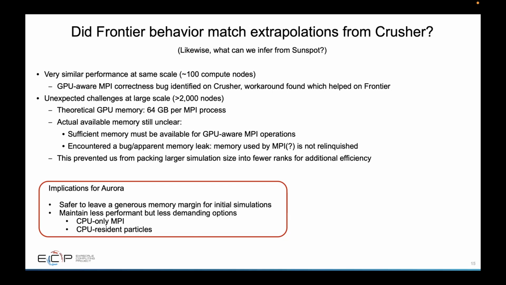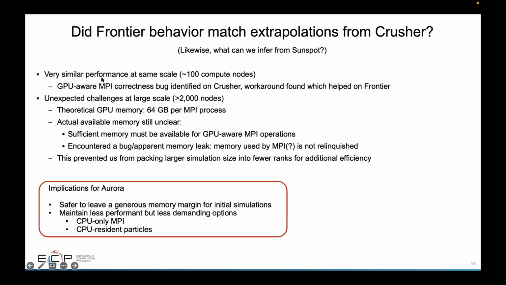And another benefit of using Crusher was that we found this bug in GPU-aware MPI, and we were able to also find a workaround. And so that was really useful, because we wouldn't want to be trying to deal with full-scale Frontier while also trying to deal with this bug. So in that sense, the test bed was very helpful.